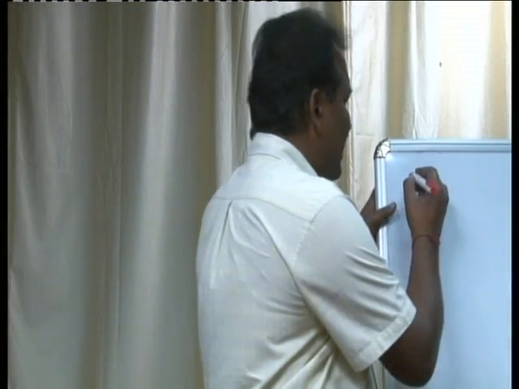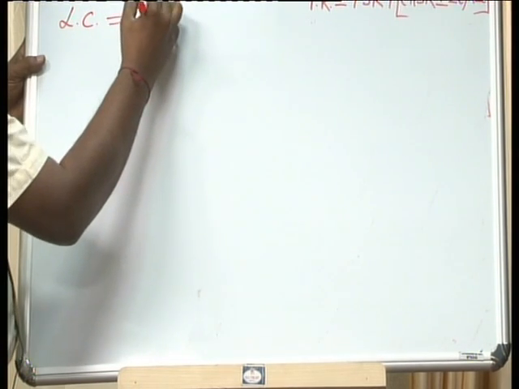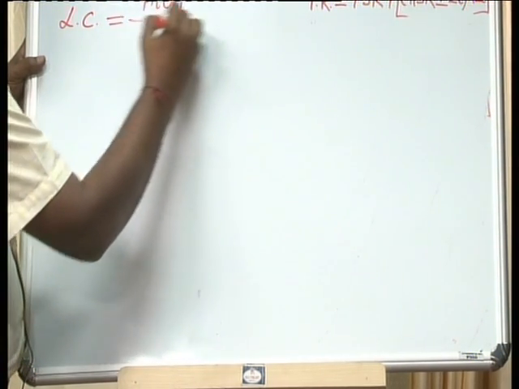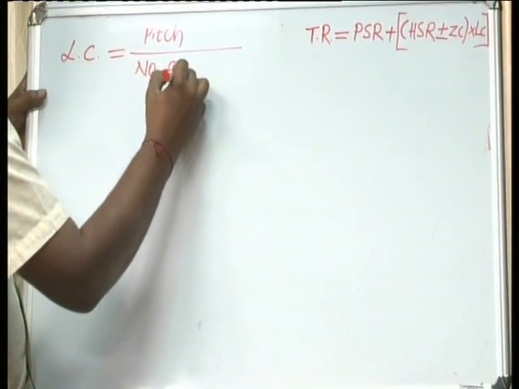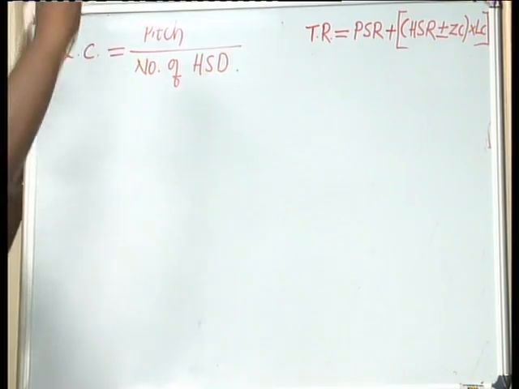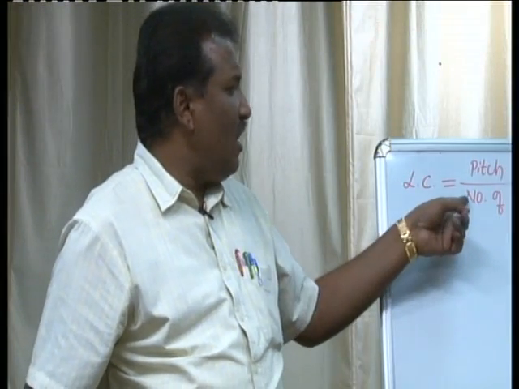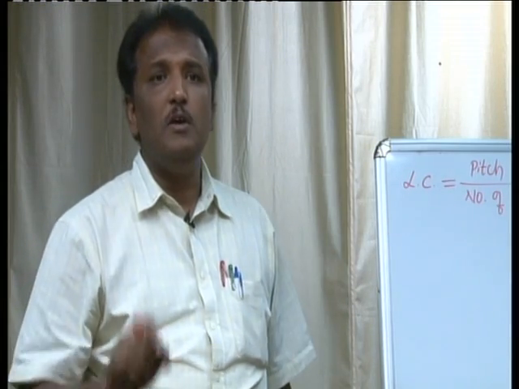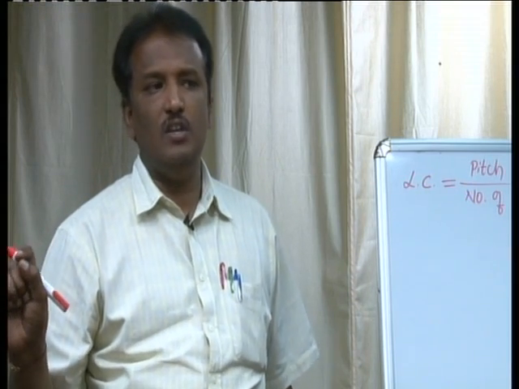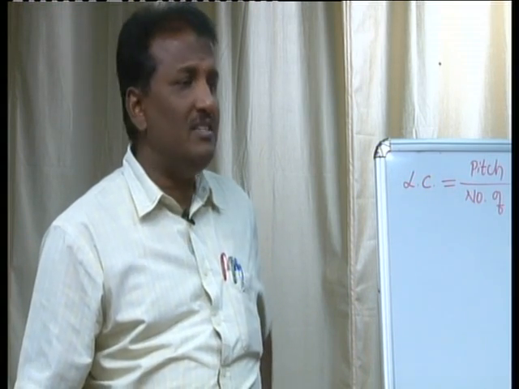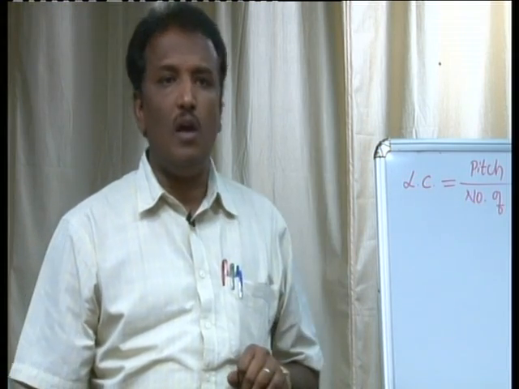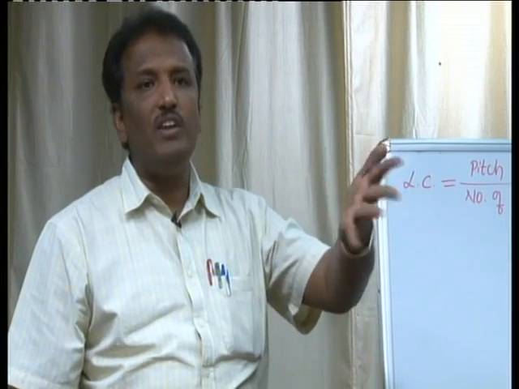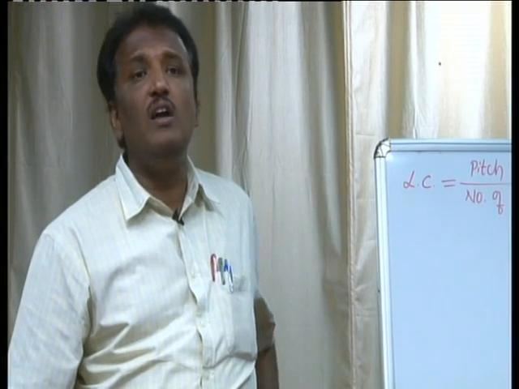So again, what is least count? It is a ratio of pitch to the number of head scale divisions on your head scale. It may be 100 or 50 or anything else. Then what does pitch mean? Pitch means a constant distance. How can you calculate the pitch? It is the ratio of the distance uncovered on the pitch scale in millimeters to the number of rotations given to the head of the screw.